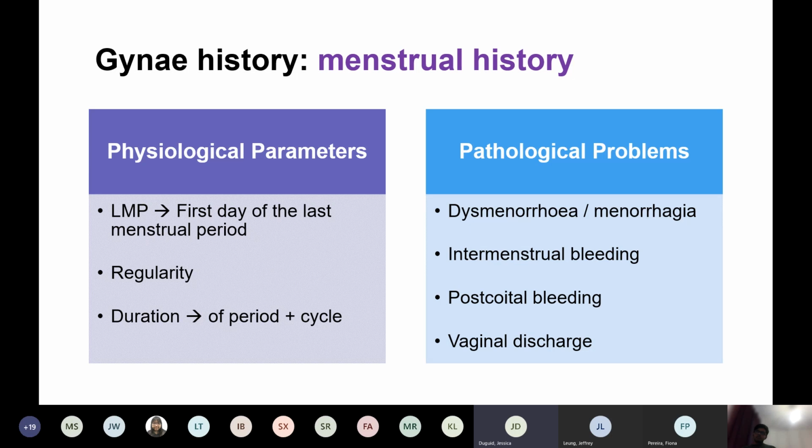And then you want to ask about intermenstrual bleeding, which is basically what it says. It's bleeding between periods. So do they experience that? Postcoital bleeding is bleeding after sex. So again, it's not usually common, so you want to ask about if they've had that. And then vaginal discharge, which we said before, is mainly UTIs, but not UTIs, STIs, but not always. So you need to ask about that as well.